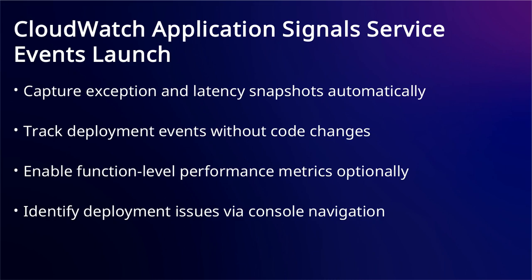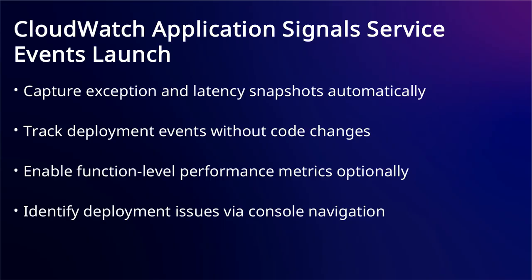When you deploy application changes, identifying whether new exceptions or performance issues stem from your deployment requires manual instrumentation and correlation of events. Service Events for CloudWatch Application Signals solves this by automatically capturing exception and latency event snapshots and deployment events from your instrumented services.